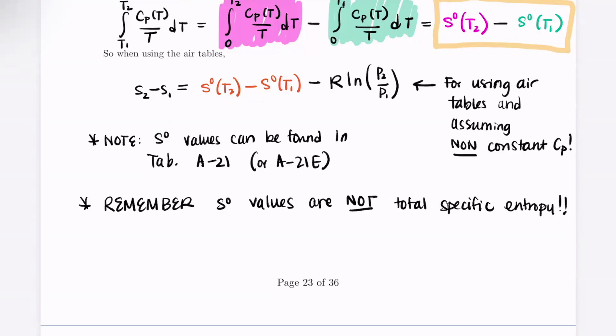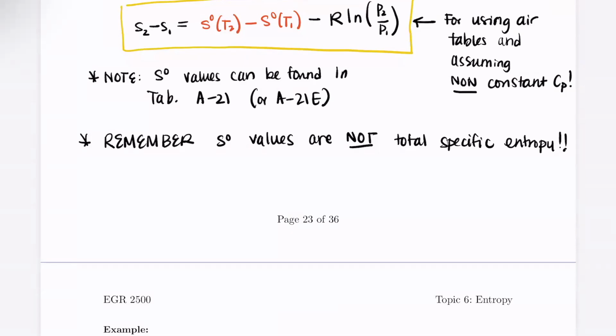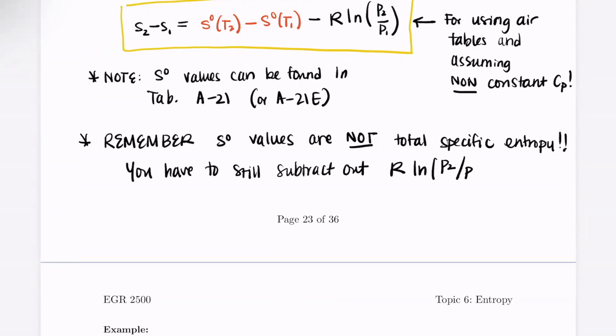All right, so if we look at this equation right here, if we want to get total specific entropy, we also have to take off this log of the pressure ratio term, okay? So just be careful because it feels tempting because it's an S, but it's not the whole story, okay?